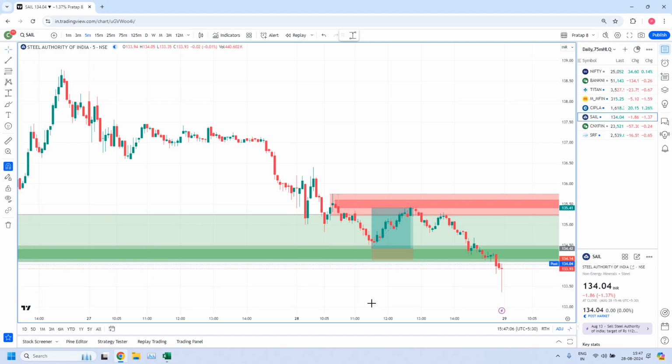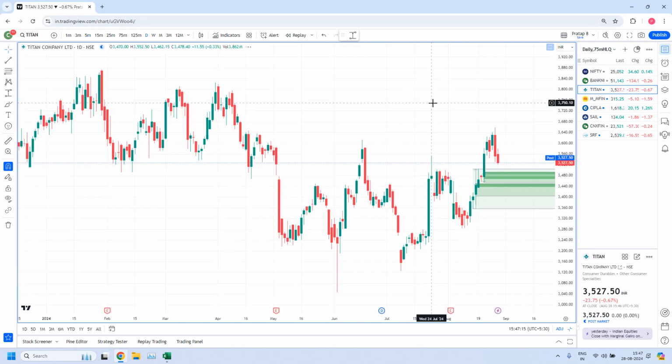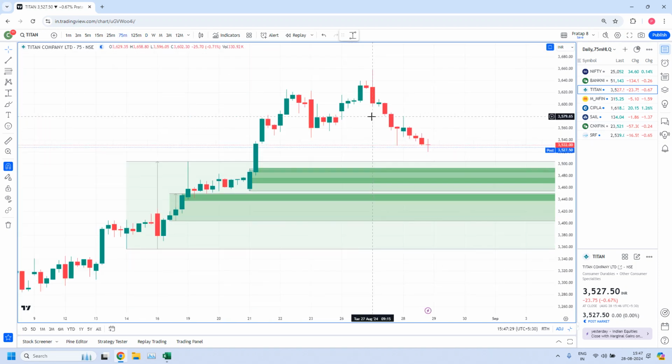This is about SAIL. And the remaining stocks, how I fine-tuned, let me explain quickly. Let's start with Titan. Titan is a daily high liquidity demand zone. So this is a rally candle, and then you have 1, 2, 3, 4 base candles and a rally candle. This is how our software identified it. This I fine-tuned with the 75 minutes time frame.